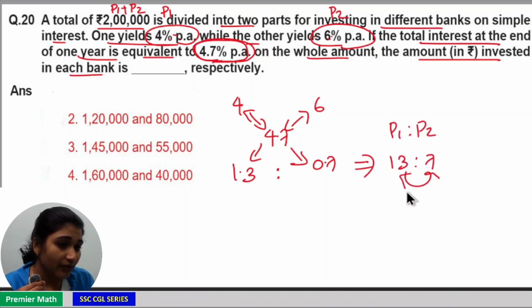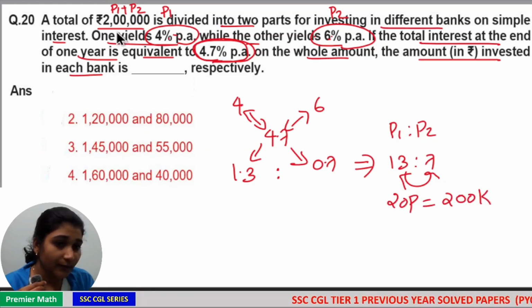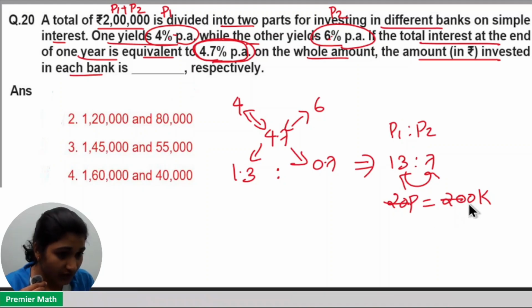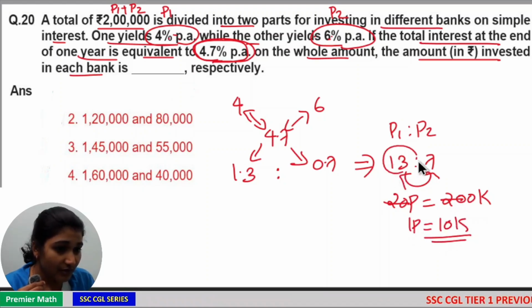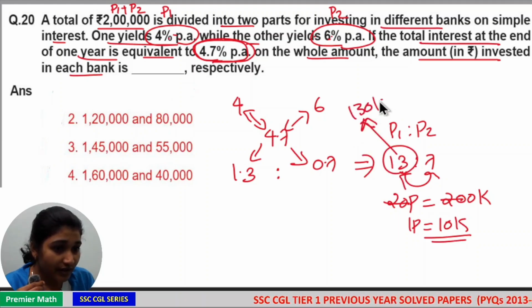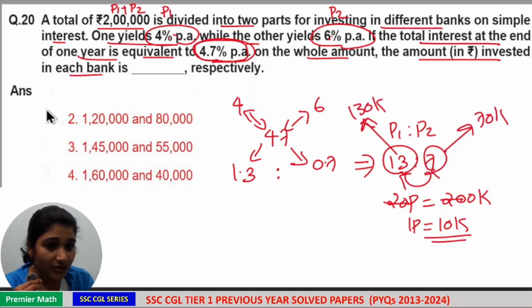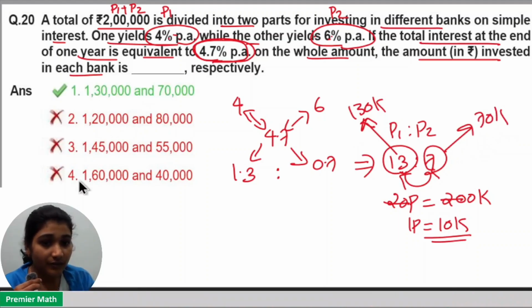So total P1 plus P2 is equal to 13 plus 7, 20 parts, which is given as 2 lakh. 20 goes 1 time in 20, so 1 part is equal to 10,000. 1 part is 10,000 means 13 parts is P1, which is 130,000, and 7 parts is P2, which is 70,000. Option 1 is your answer.